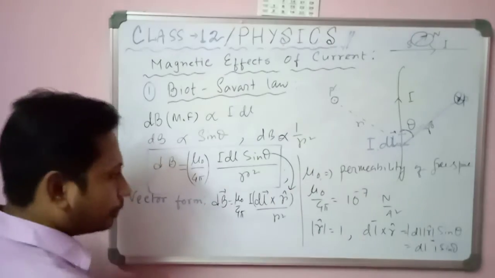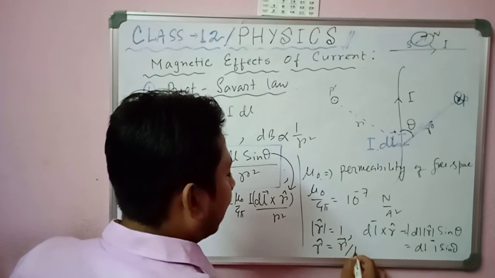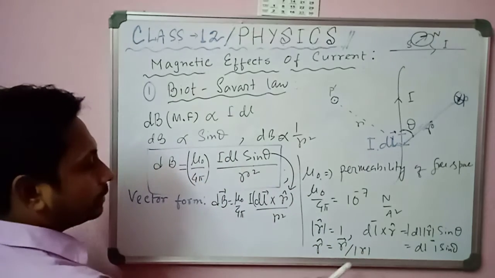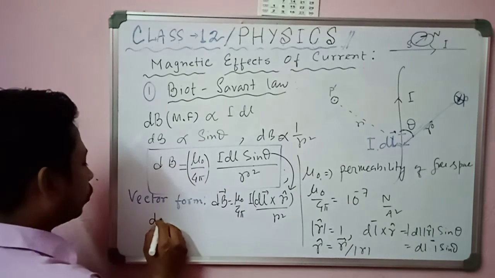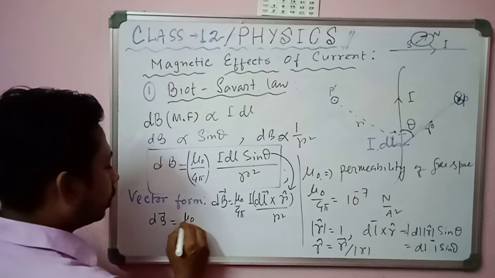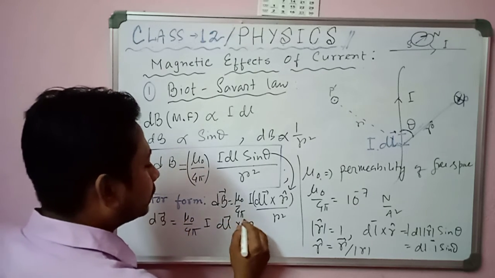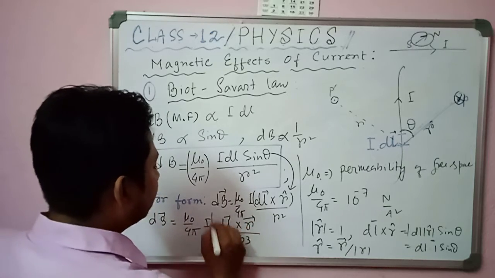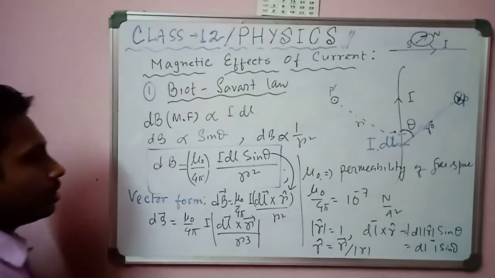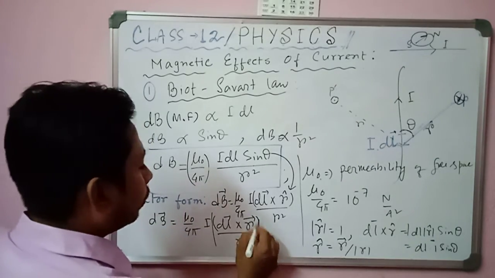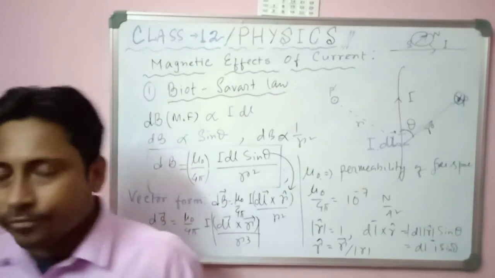So you can write dl sine theta in another way like this. I think you understood. And then if you put r unit vector equal to vector r by mod value of r, then multiplied by r square, it will be r cube. So dB vector equal to mu naught by 4 pi I dl cross r by r cube. This is the vector form of the Biot-Savart law. Student, you can write any of it. Okay? Please pause the video and write everything.